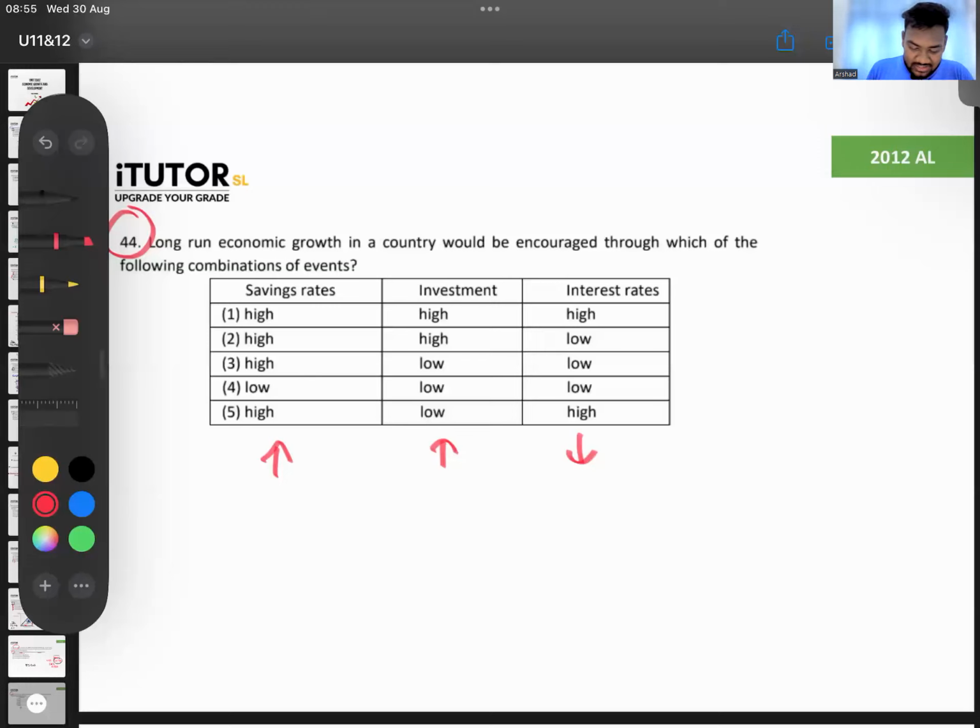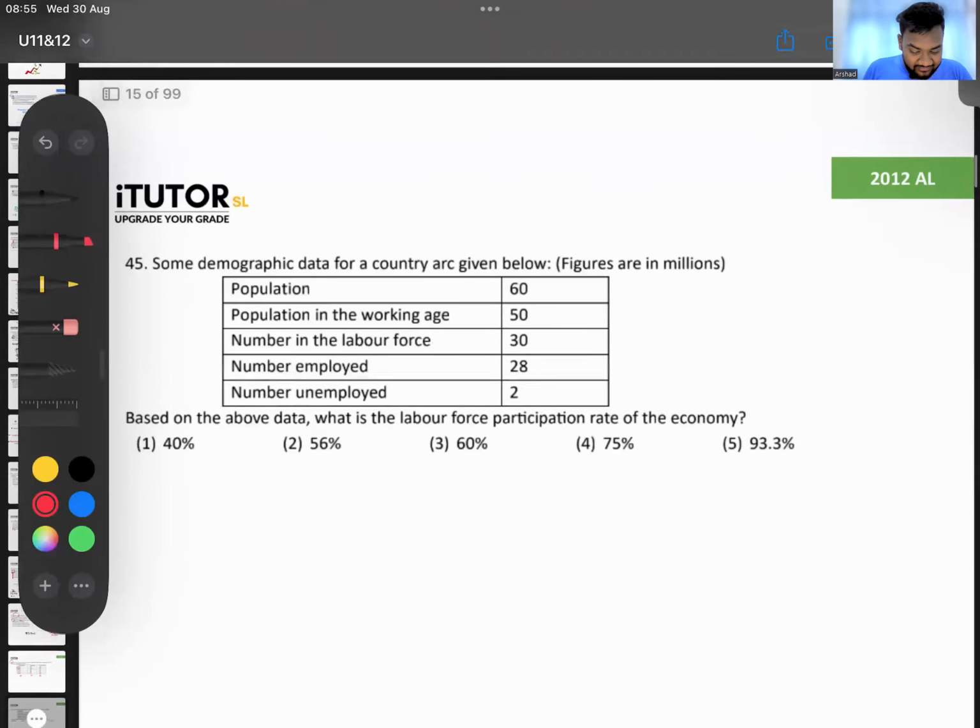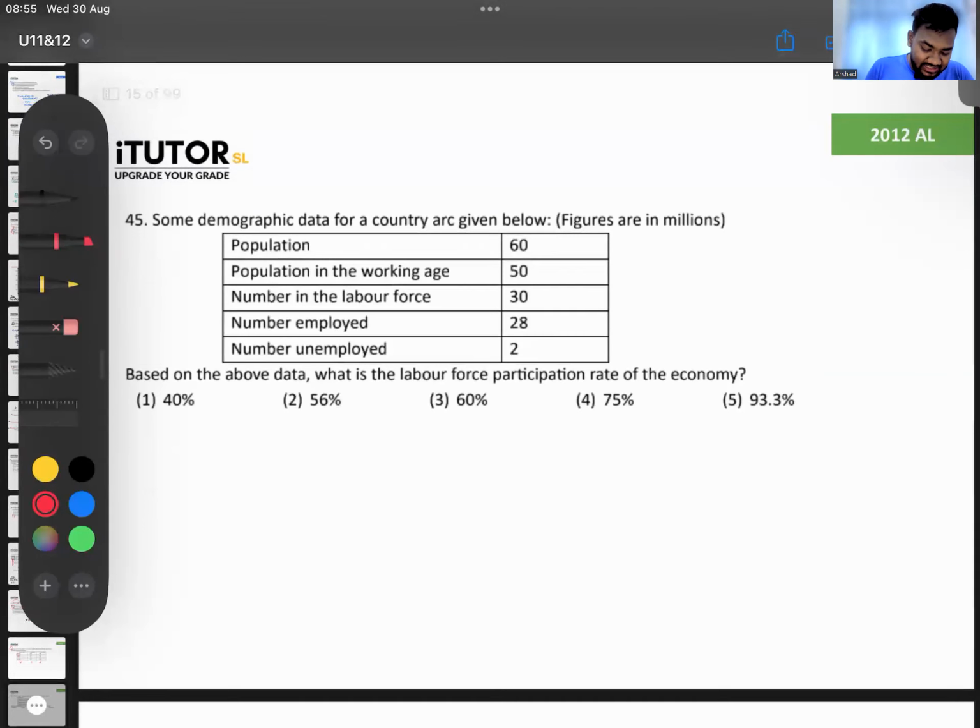Okay, so which one is our answer then? High, high and low. Answer 2. Question 45. Now this answer we kind of learned before. Now we'll see if you all can give me an answer, guys.